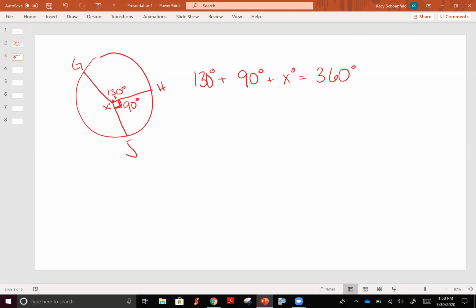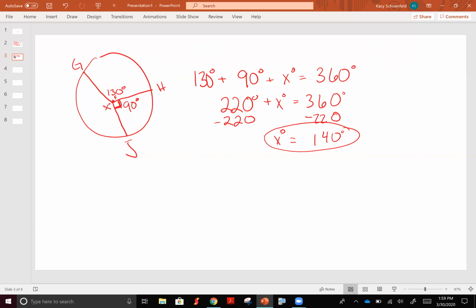So 130 plus 90 is 220 degrees plus X degrees equals 360. You guys are probably really not going to show this much work, are you? So minus 220 degrees. You probably really don't need to show your degree signs all the time, but we might as well. So 6 minus 2 is 4, 3 minus 2 is 1. I should have 140 degrees over here for this. That would be the amount of work you would need to show for finding the measure of central angles.